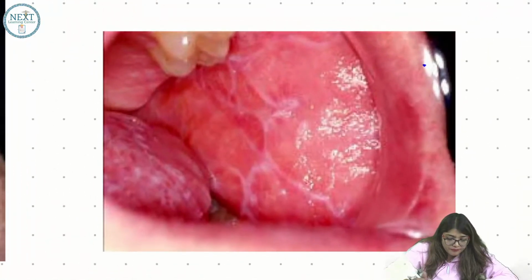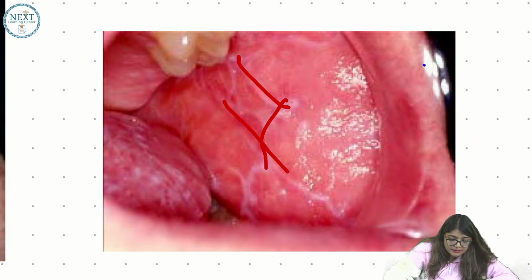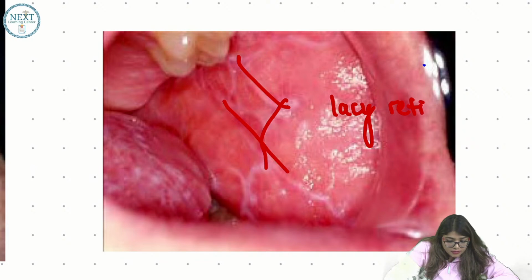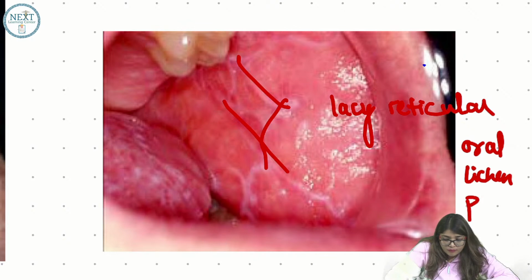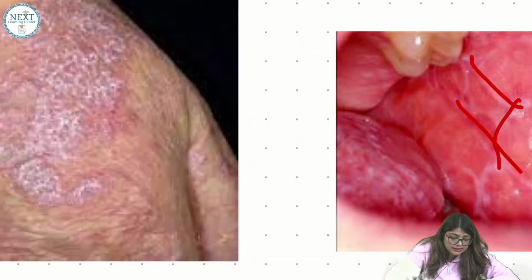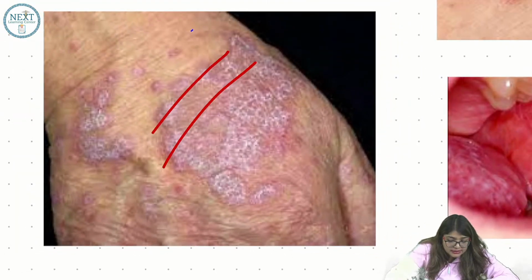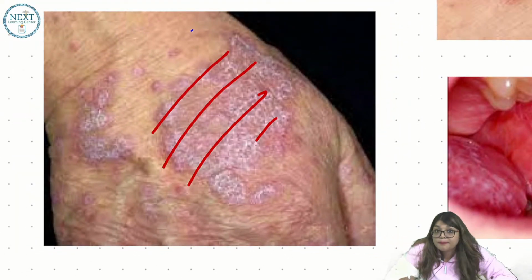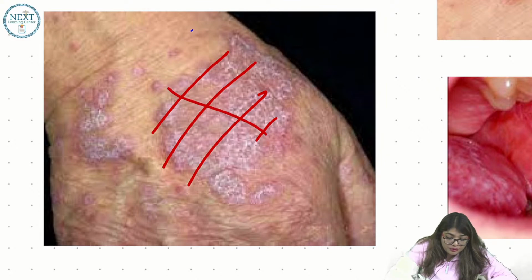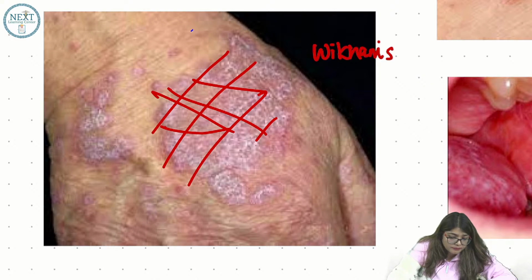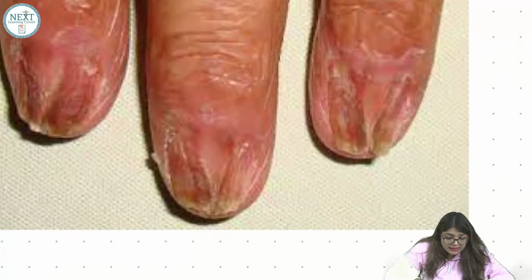What about this one? Can you see the lacy reticular pattern? So this is nothing but your oral lichen planus. Okay, oral lichen planus. And what is this? Again, see, the lesions are purple. All right. Now look at this in the nails.